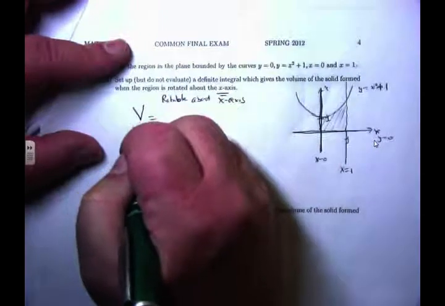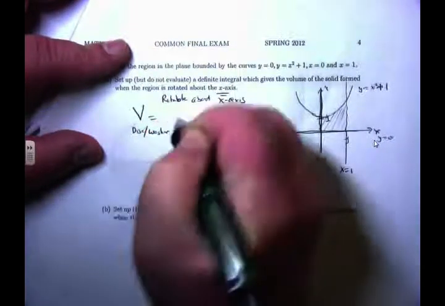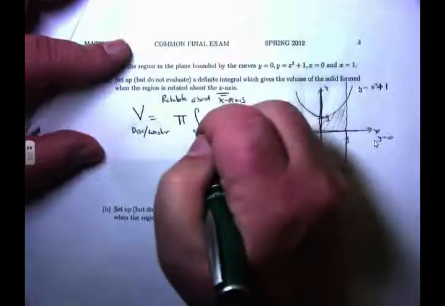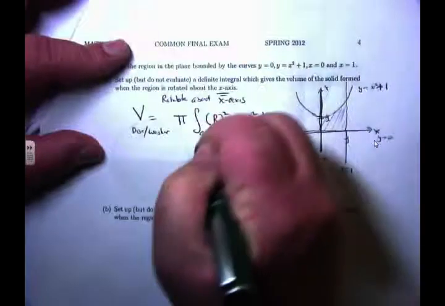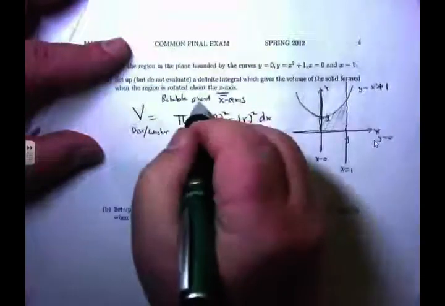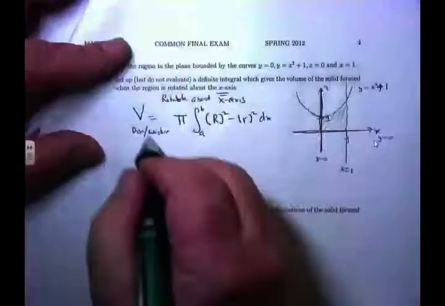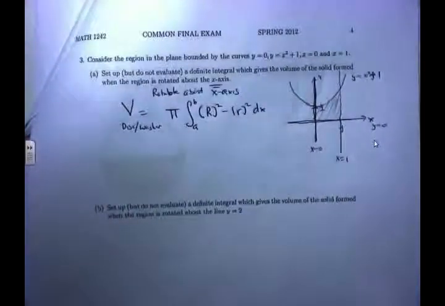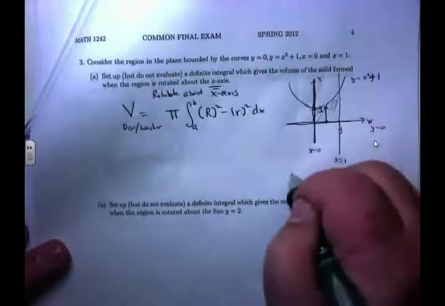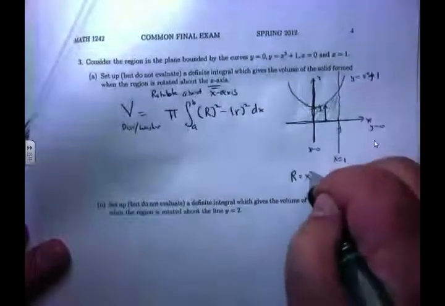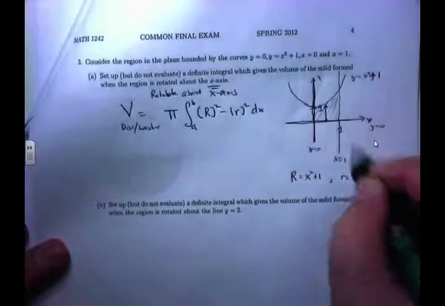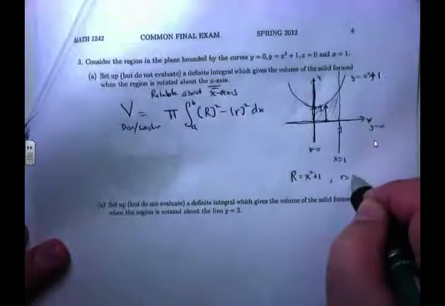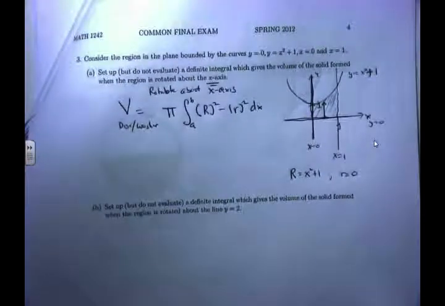The disk washer method is what? Pi times the integral of big radius squared minus little radius squared dx, evaluated from a to b. Rotate about the x-axis because my function is in terms of x, disk washer method. The x-axis is right here. The big radius is from the axis of rotation to the outside edge. So my big radius would be x squared plus 1, officially minus 0. The little radius would be, well, this is the x-axis, so it's 0 because this thing's going to end up being solid.